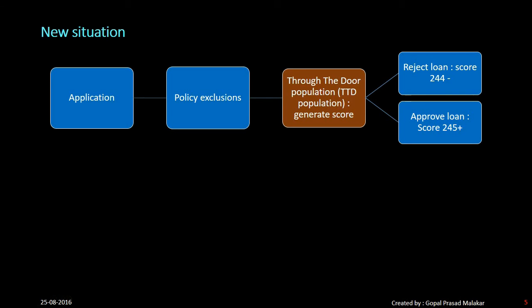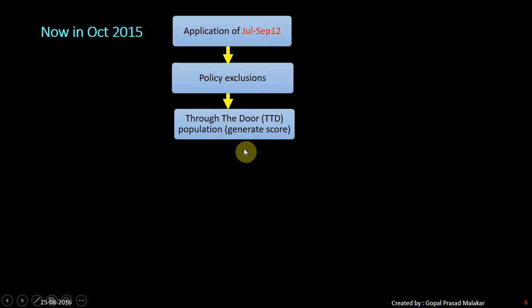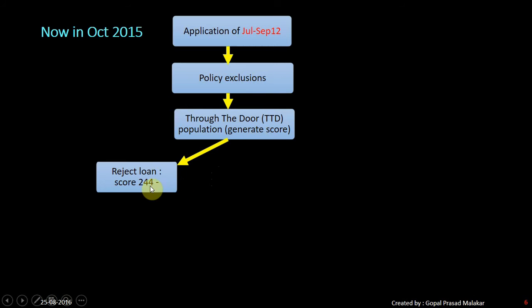Now look, you started using this score from July 2012. So what will happen? After 3 years, you have July 2012 to September 2012, whoever has been given a loan. In October 2015, obviously you have 3 years of their performance. What has happened? You applied policy exclusion. These are the through the door population. Somebody scored less than 244, you rejected. Somebody scored 245 plus, you accepted the loan.